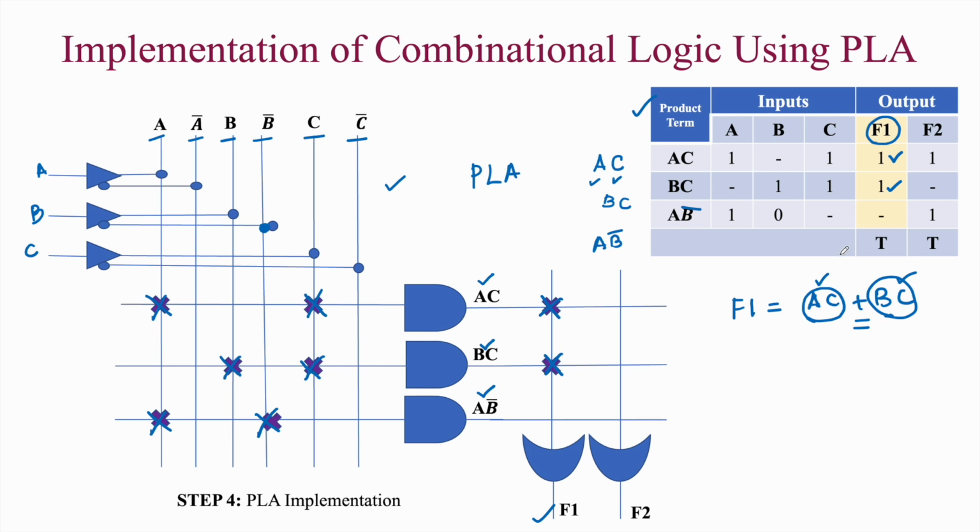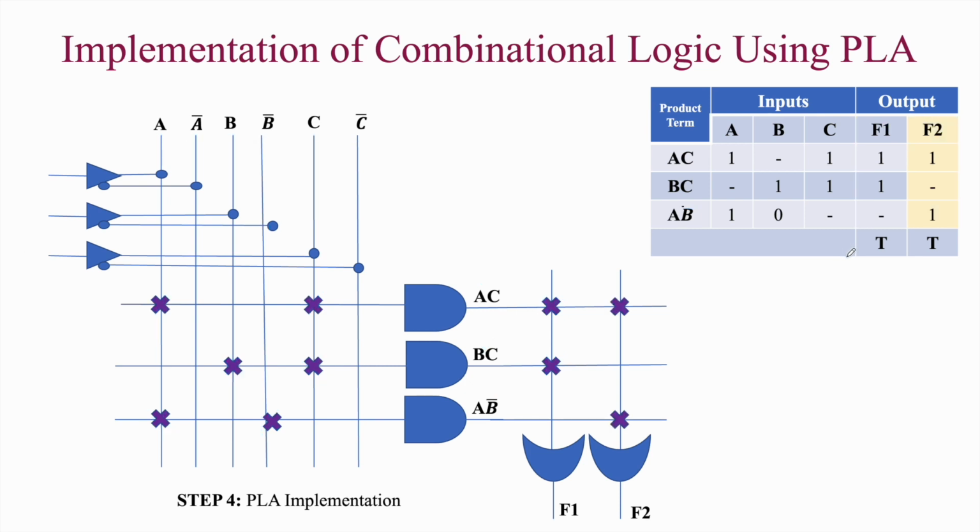Now we have to go and program F2. In the same way, we have AC, BC, AB bar; programming F1 is done. In order to program F2, what are all the terms that we have in F2? We have AC plus AB bar. Therefore, we have to establish a connection for AC and AB bar. We have to OR these two terms together, so we give them to an OR gate and derive the function F2.